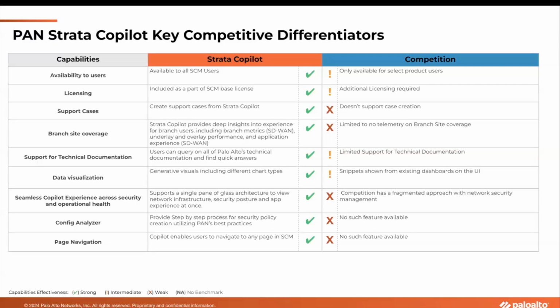As shown in the demo, Config Analyzer is one important differentiator we have. We provide step-by-step process for security policy creation, utilizing PAN's best practices, which is something unique to Strata Copilot. Similarly, we have page navigation. It makes the life of a network security admin so easy. You can just ask natural language questions and you can land up on a Strata Cloud Manager page. And it spans across any page in Strata Cloud Manager, whereas the competitive vendors will not be able to do that.